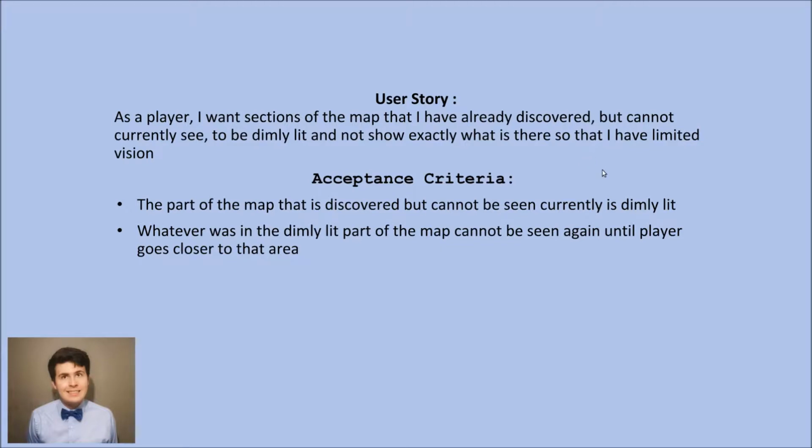As a player, I want sections of the map that I have already discovered but cannot currently see to be dimly lit and not show exactly what is there, so that I have limited vision. The acceptance criteria is that the part of the map that is discovered but cannot be seen currently is dimly lit, and whatever was in the dimly lit part of the map cannot be seen again until the player goes closer to that area.